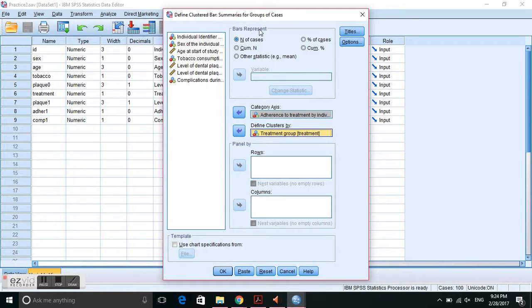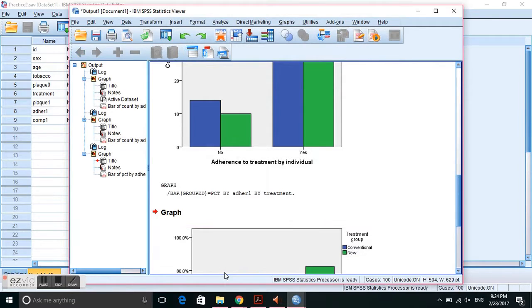And then if you look here, bars represent, it's already on number of cases. Oftentimes the number of cases doesn't really tell us much, and I would say more often than not, we want to look at the percent of cases. So we're going to click that, and we're going to click OK.